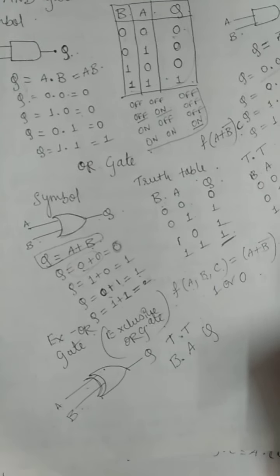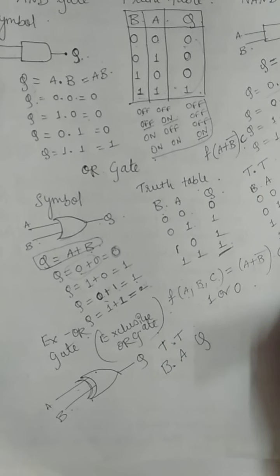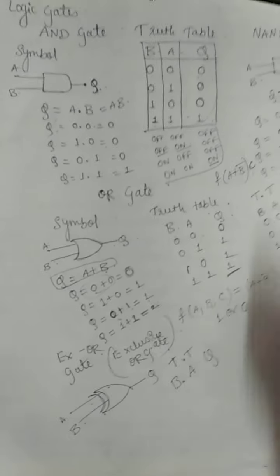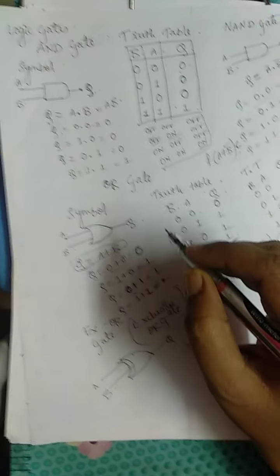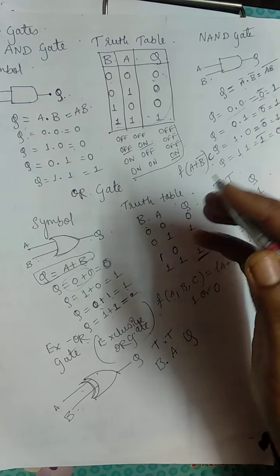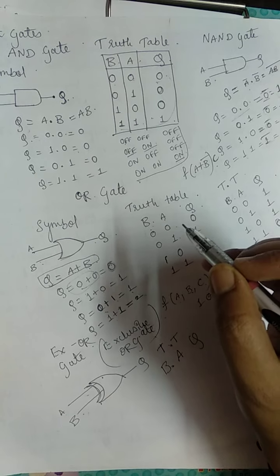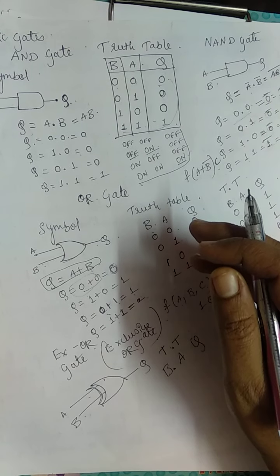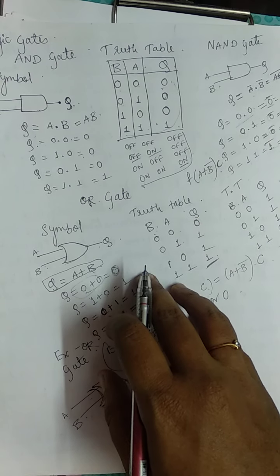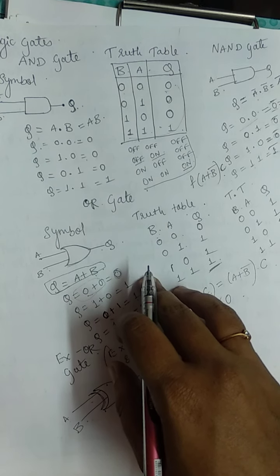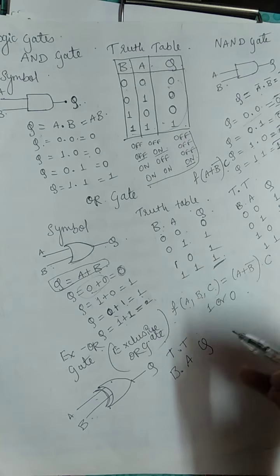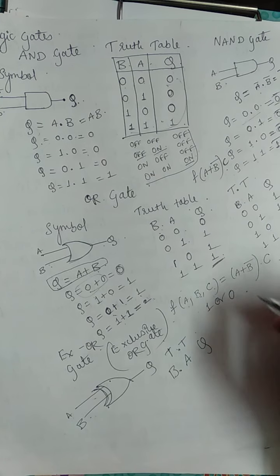So till the last session we have studied the AND gate, OR gate and NAND gate. In the last session we also studied the basics as well as the Boolean functions. We know a Boolean function consists of constant and variable values. It may be 0 or it may be 1.